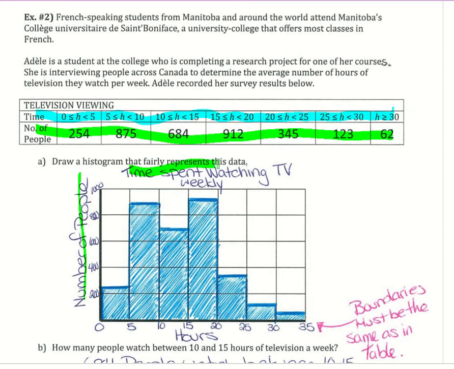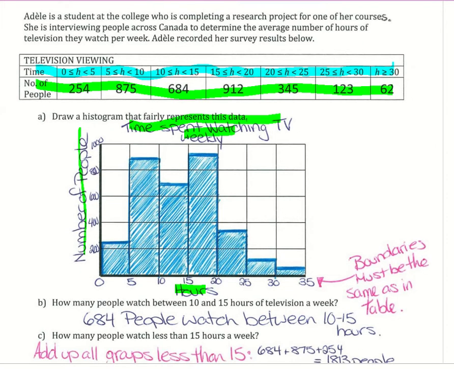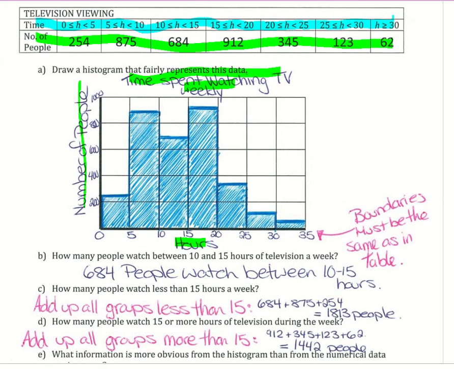You can see how there's a nice title in here. Everything's graphed. That's a nice looking graph. You can see the spacing here is a consistent rate of 200 people. So it's well put together and it's easy to read. So it says how many people watch between 10 and 15 hours of television per week. Again, you can just look at this data here, but that definitely would be 684.